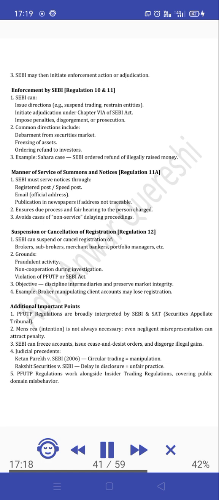Manner of service of summons and notices, Regulation 11A.1. SEBI must serve notices through registered post, speed post, email to official address, or publication in newspapers if address not traceable. 2. Ensures due process and fair hearing to the person charged. 3. Avoids cases of non-service delaying proceedings.